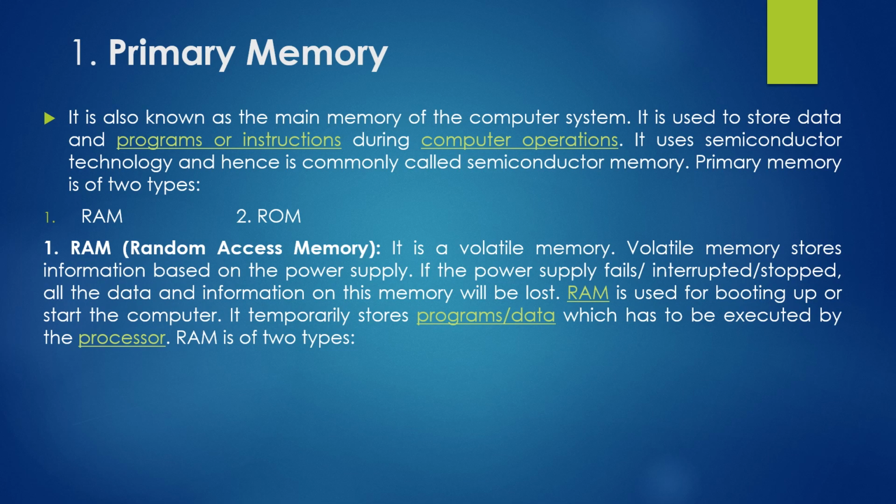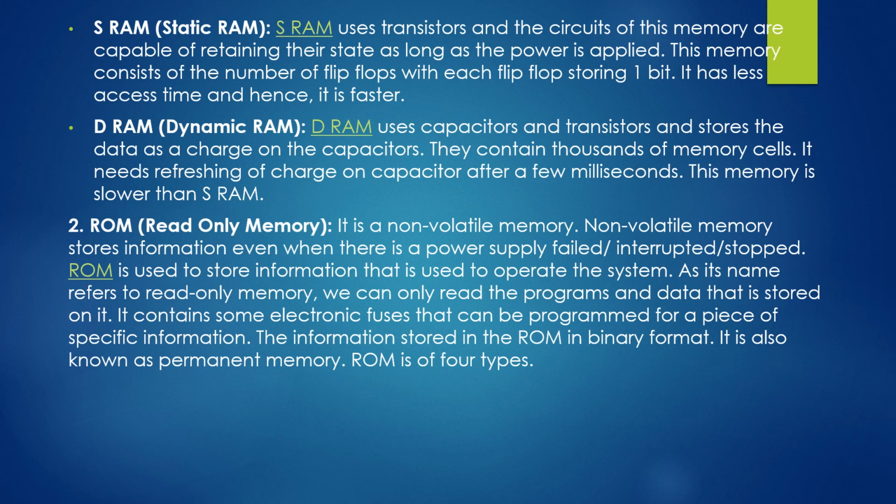RAM has two types: static RAM and dynamic RAM. Static RAM uses transistors, and the circuits of this memory are capable of retaining their state as long as power is applied. The memory consists of a number of flip-flops, with each flip-flop storing one bit. It has less access time, hence it is faster. Dynamic RAM uses capacitors and transistors and stores the data as a charge on the capacitors. They contain thousands of memory cells. It needs refreshing of the charge on the capacitor after a few milliseconds. This memory is slower than static RAM.